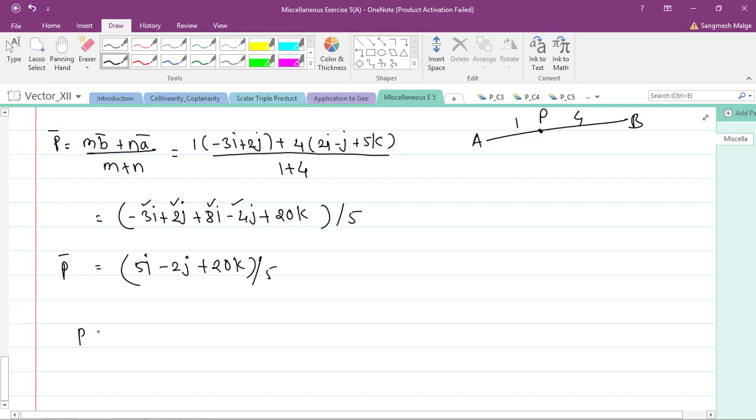They are asking for the coordinates of point P. So what are these coordinates? These are the coefficients of i, j, k. So it is 5 by 5, minus 2 by 5, and finally 20 by 5. So this is equivalent to 1, minus 2 by 5, and 4. Is this okay? So these are the coordinates of the point P we have.